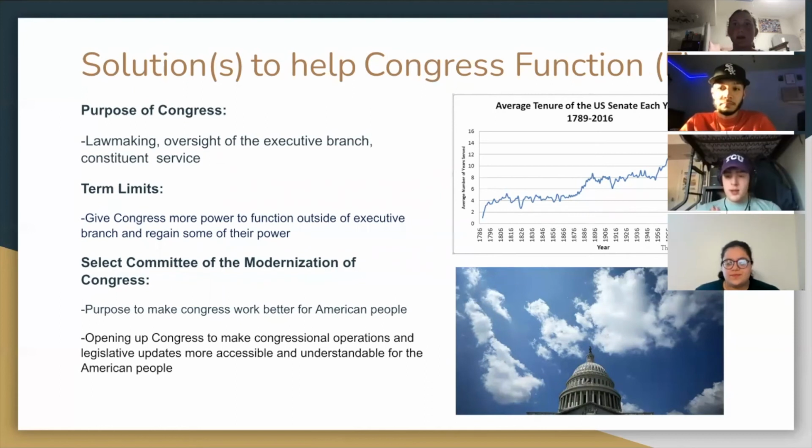The Select Committee on the Modernization of Congress can help open up Congress so that the American people can easily see what is going on and help make changes to their democracy and legislation. This committee has already recommended 29 bills to Congress to help them become more reachable to the public and their needs, thus making Congress's functionality better.